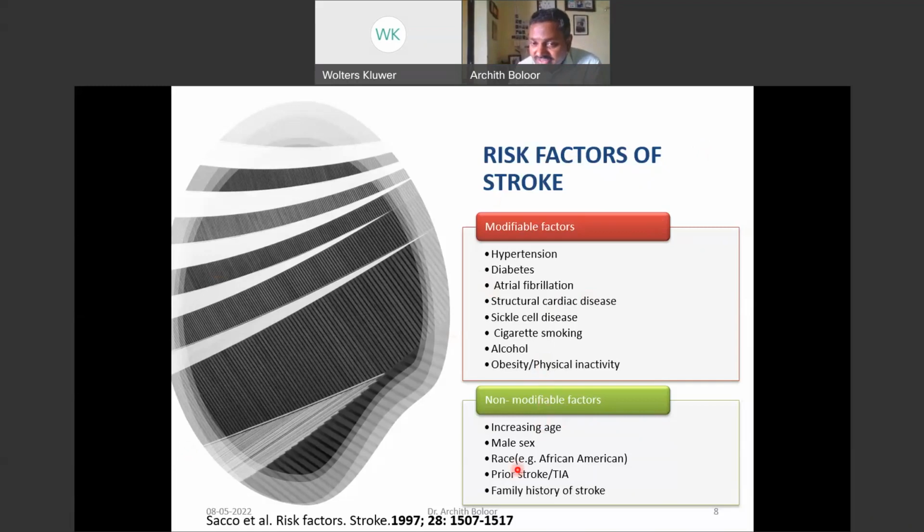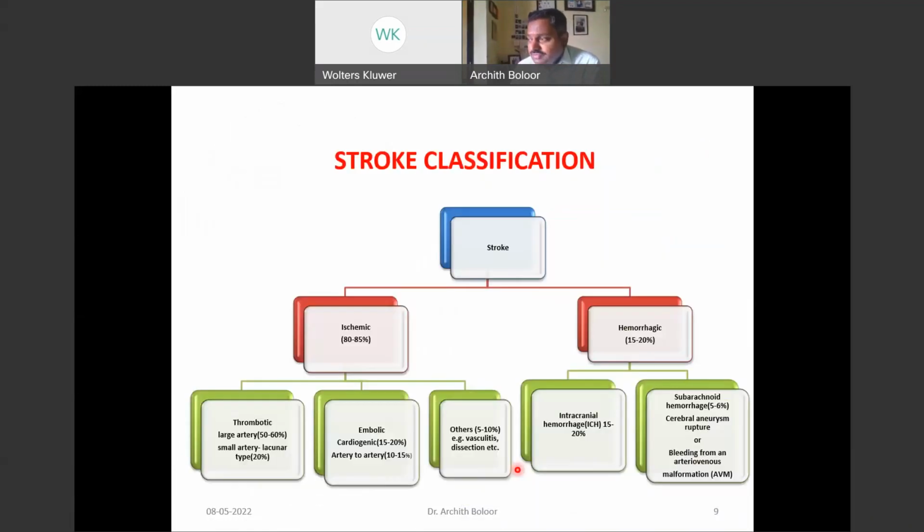Even now, these are very important. We have the upcoming risk factors, which we'll be discussing shortly. So the majority of strokes, even in the young, are ischemic itself. If you see the classification, it still remains thrombotic predominantly. You could have lacunar infarcts, which account for 20%. Then you have embolic strokes, accounting for around 15 to 20%, and others like vasculitis, etc., occurring in around 10%. Hemorrhagic, you could have 15 to 20% being intracerebral hemorrhage, and around 5 to 6% due to subarachnoid hemorrhage and AV malformations.